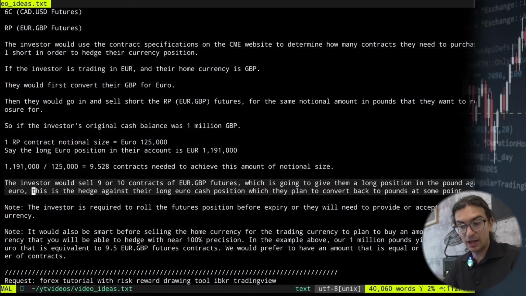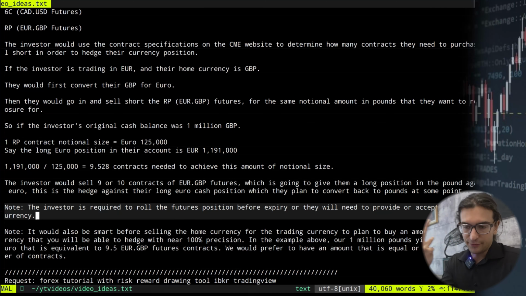This is the hedge against their long euro cash position, which they plan to convert back to pounds at some point. Note, there are 2 notes here. The first one is the investor is required to roll the futures position before expiry, or they will need to provide delivery or accept delivery of that particular currency.